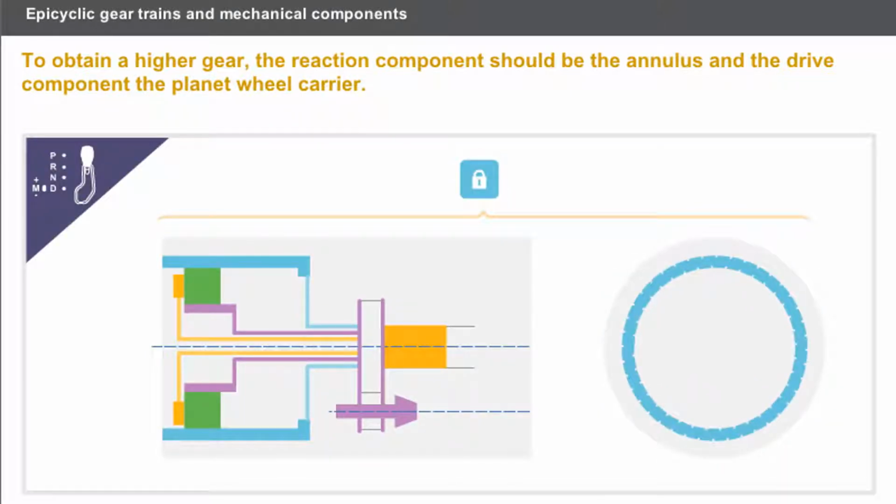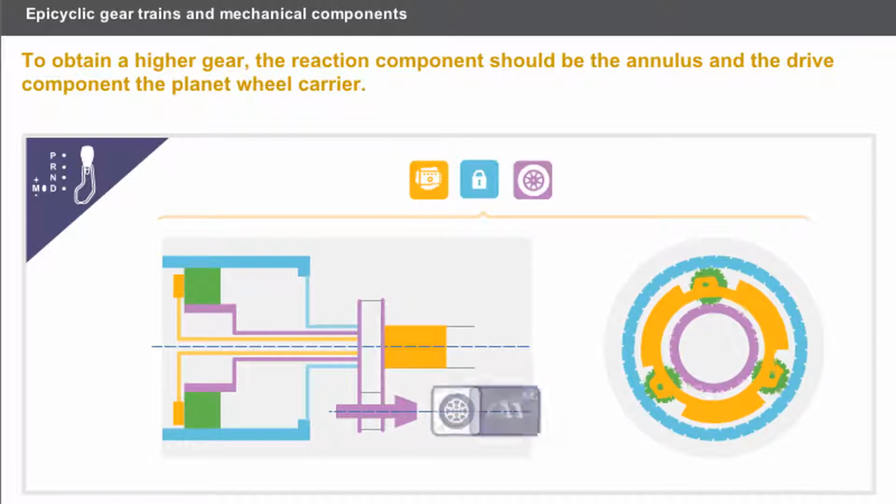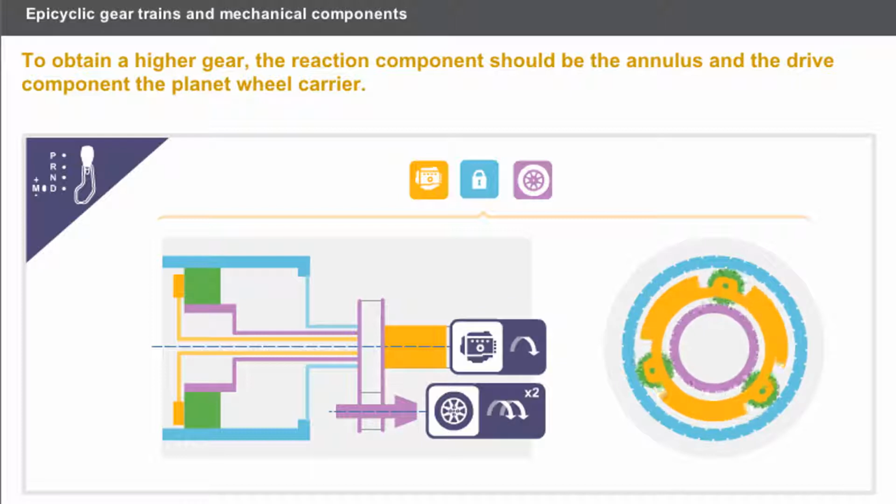To obtain a higher gear, the reaction component is the annulus. The drive component is the planet wheel carrier. The speed of rotation of the gearbox output is higher than the input speed of rotation.